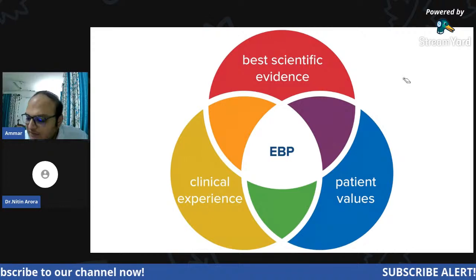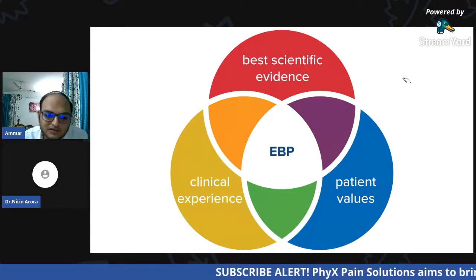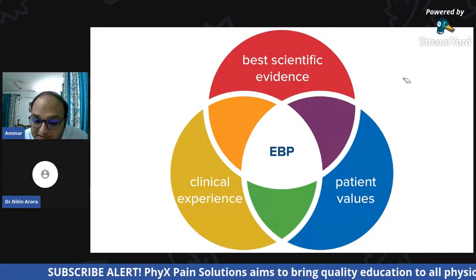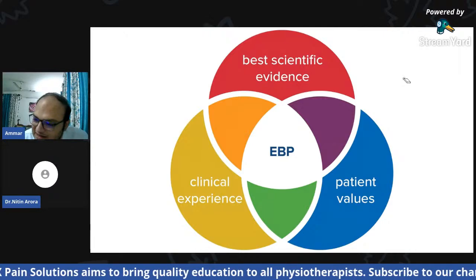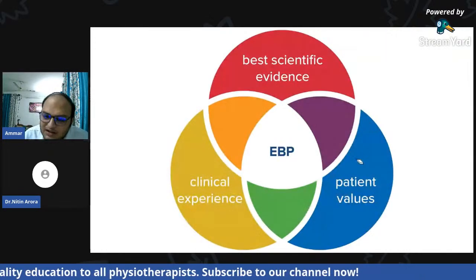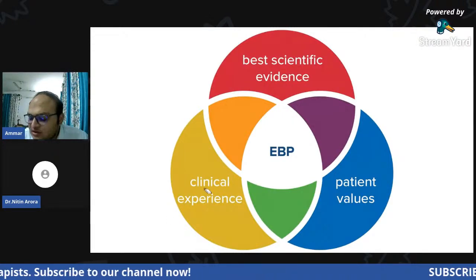So similarly, when you're assessing, when you're taking history, when you're doing a test on a patient, when you're prescribing an X-ray to a patient, does he really need it? Is there any scientific evidence behind it? Does the patient require it? Patient values, and in my experience, is it required? That is what I'm going to take into consideration.